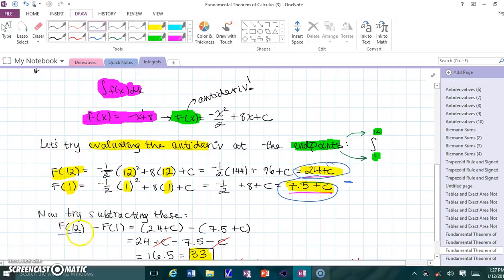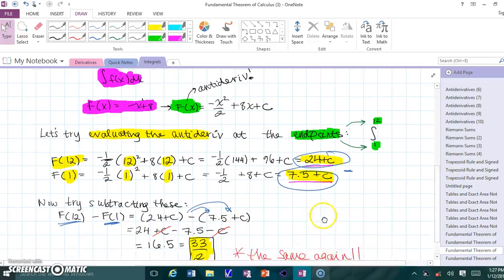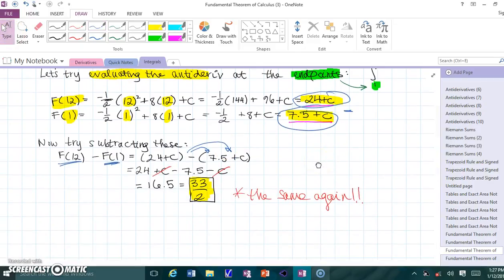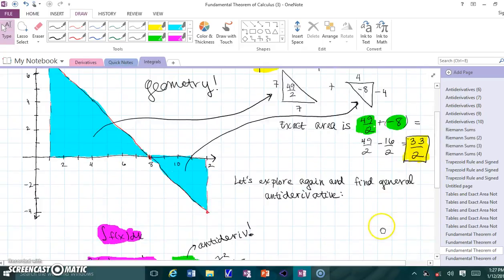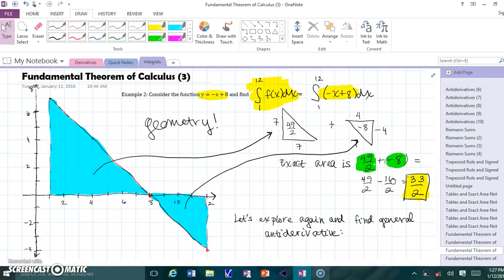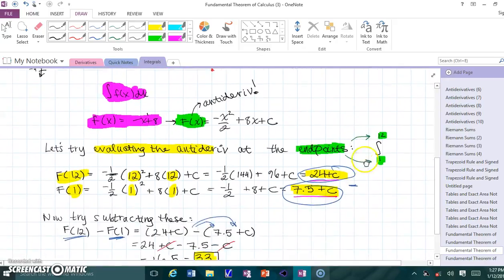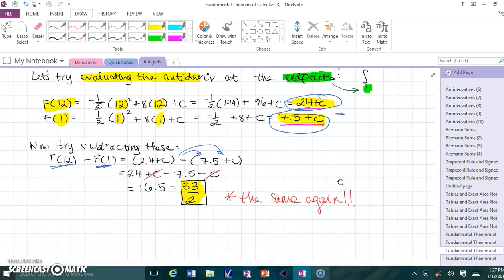So let's subtract them, f of 12 minus f of 1. Distribute your negative. Oh, look, the c's cancel again. And what happens? Oh my God, we get 33 over 2 again. It's the same thing. So the exact area is the same as if you were to find the antiderivative, evaluate it at the endpoints here, and subtract them.